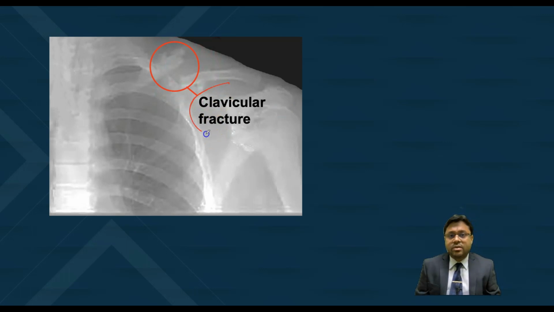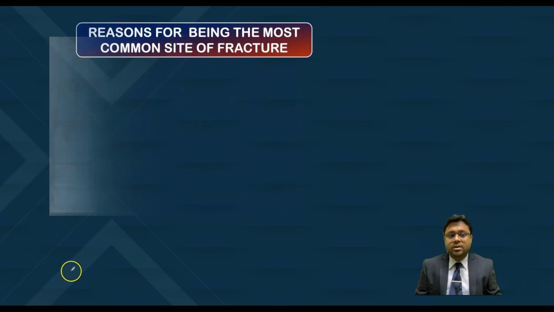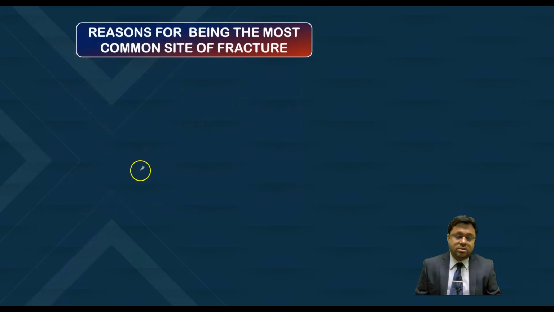As you can see, this clavicular fracture, and the commonest site of the fracture of the clavicle is supposed to be the shaft, the junction of the lateral 1/3 and the medial 2/3. So the shaft of the clavicle, the junction of the lateral 1/3 and medial 2/3, is very vulnerable to fractures. The reasons for the fractures we have outlined.